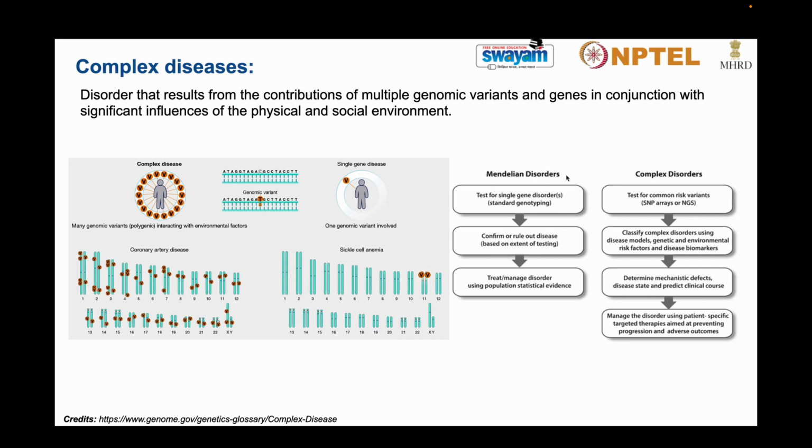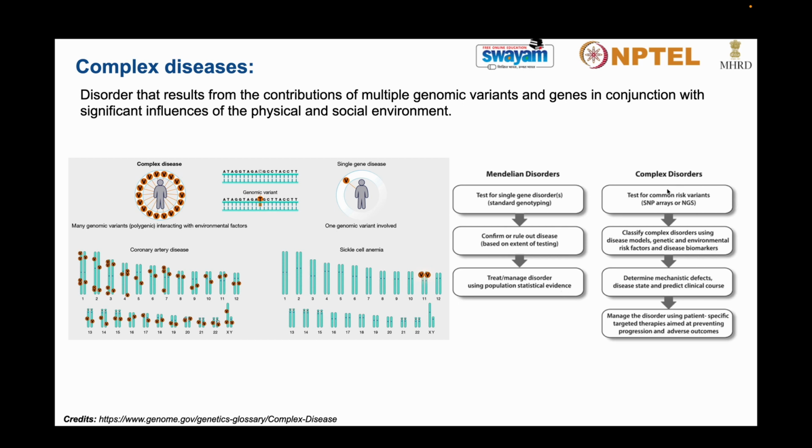So in Mendelian disorders, they are generally tested for the single gene disorders. Standard genotyping is performed. We confirm or rule out the disease based on the extent of testing, and we treat and manage the disorder using the population statistical evidence.